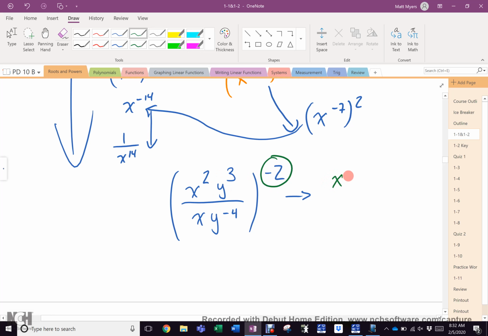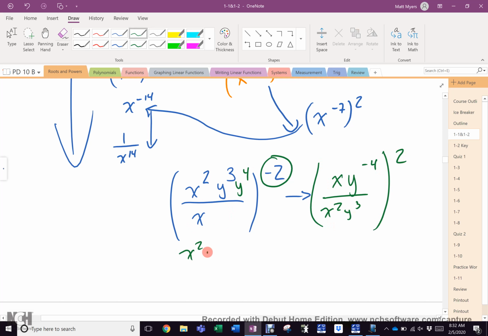X, y to the negative 4. This stays negative over x squared y cubed. All of that is to the positive 2 now, because you can only deal with one exponent at a time. Everybody with me? Now, would I have been allowed to move this up to here right away, then combine them, then reciprocate? Could I do that? Yes. Does everybody understand? It's not complicated.